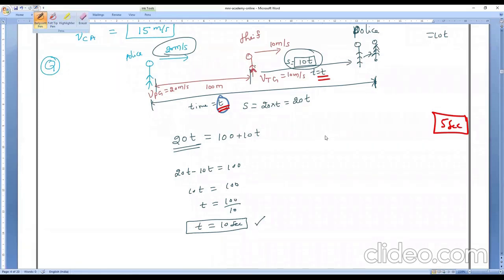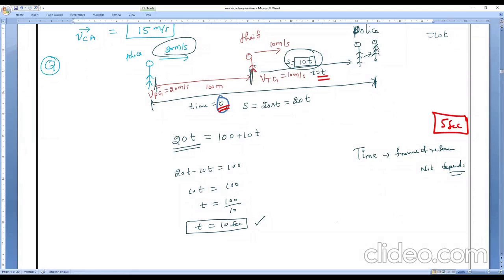Do you remember? Frame of reference depends on time. Not depends on time, sorry. So time does not depend on frame of reference. Clear? In the same way, what is the relative distance between the police and the thief at the beginning?